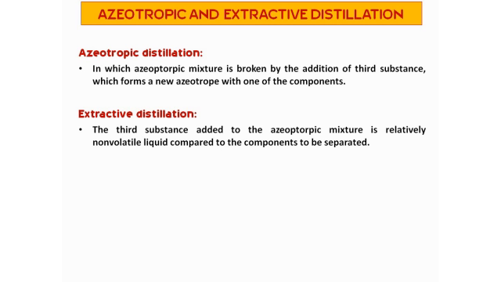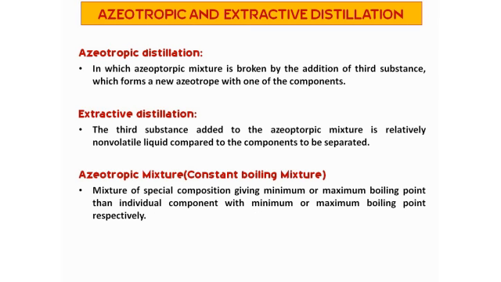The next one, extractive distillation. The third substance C, which we have added to the azeotropic mixture, is a relatively non-volatile liquid compared to the components to be separated. In extractive distillation, for this ABC mixture, the third substance added is relatively non-volatile compared to the components to be separated. What are the components you want to separate? The A and B.